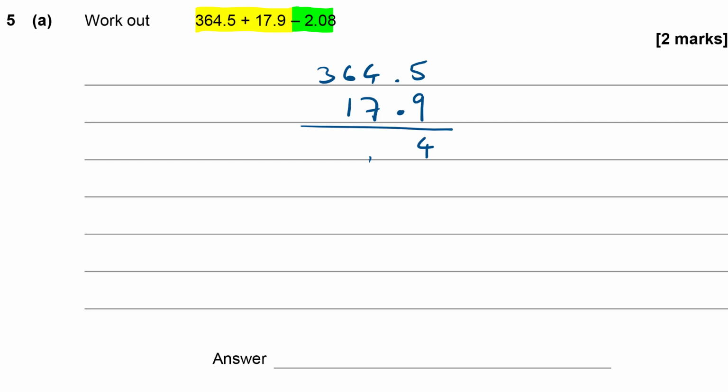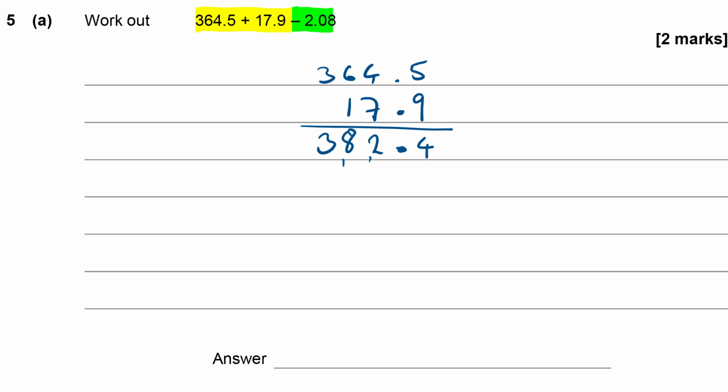4 plus 7 is 11, plus 1 is 12, so that's 2 carry 1. And 6 plus 1 is 7, plus that extra 1 is 8. And then I've got 3 with nothing, so that's 382. And the decimal point is in the same place, 382.4. Okay, so I've got 382.4 so far by adding those two numbers together.